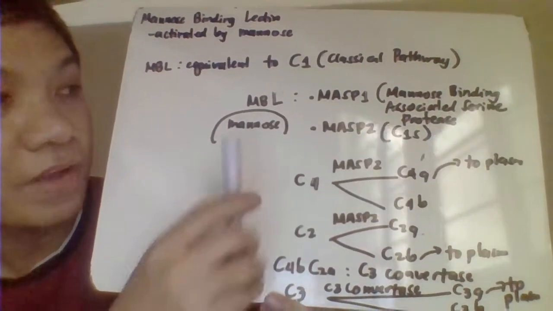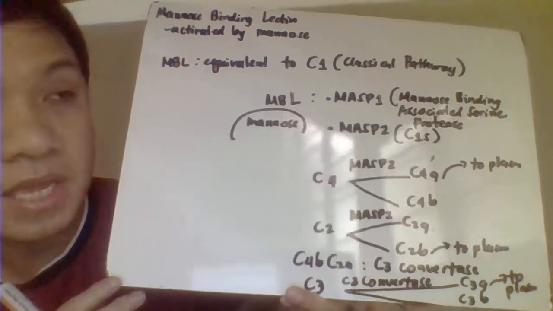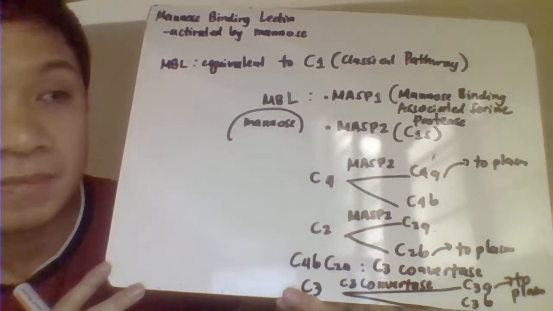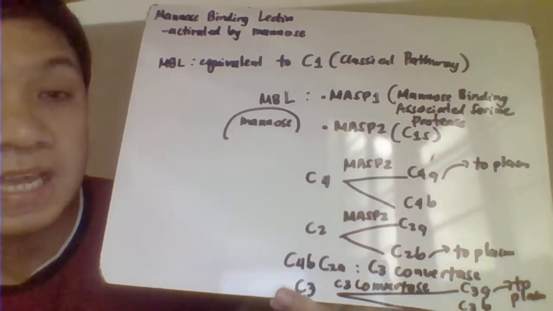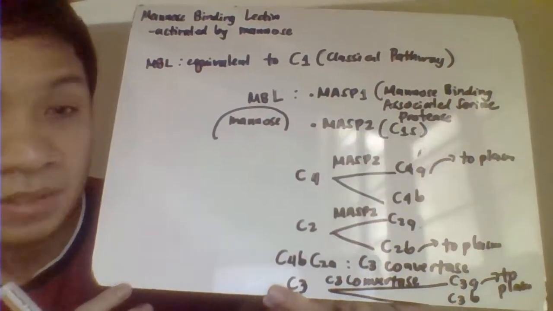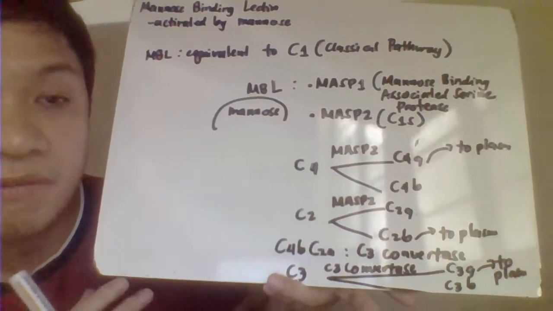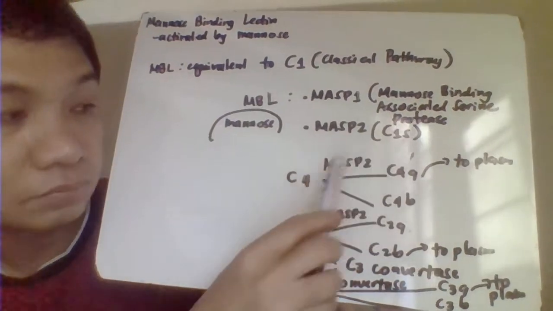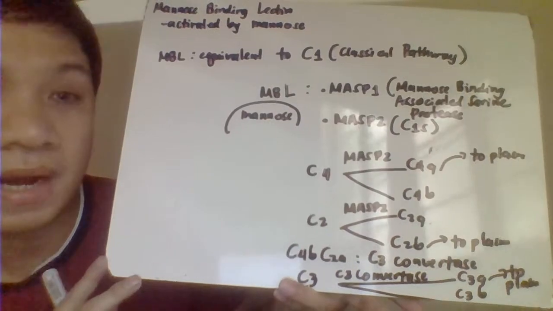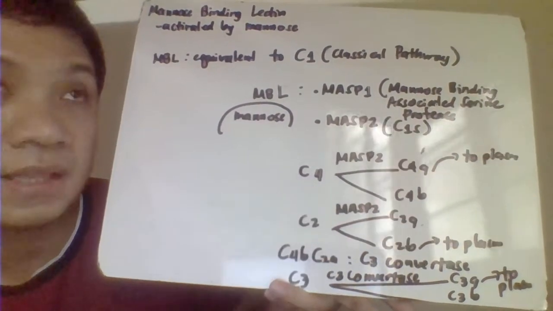The MBL would eventually bind the mannose to activate your MASP1 and MASP2. MASP here stands for mannose-binding lectin-associated serine protease. This is a proteolytic enzyme, so it hydrolyzes other complement components. What is really involved here is your MASP2, which acts as your C1s in our classical pathway. So your MASP2 tries to cleave, same as in our classical pathway.